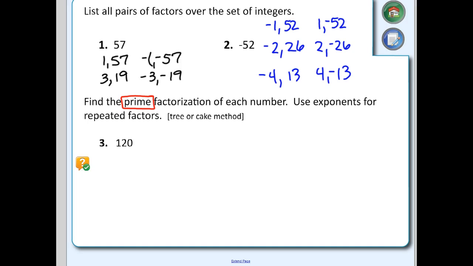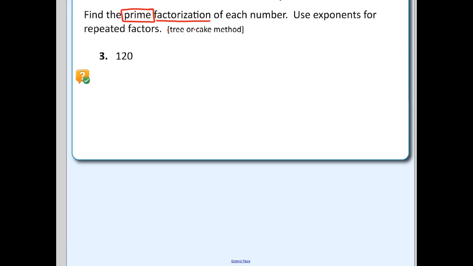And so we did a lot of this last year. We looked at the idea of prime factorization. Now, there's actually 2 different methods. One method is called tree, and the other method is called cake. Personally, Mrs. Burton doesn't care. Just get me the right answer. So let's do 120, and let's use the tree method for prime factoring.